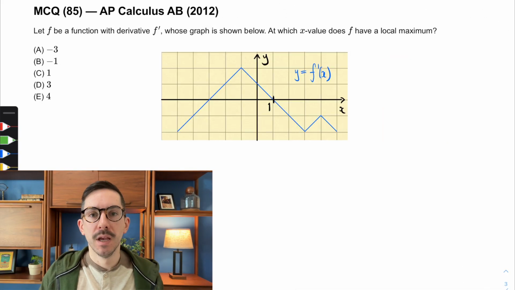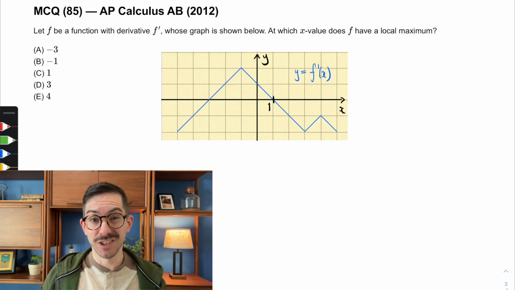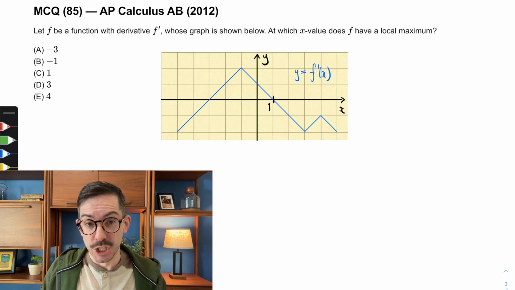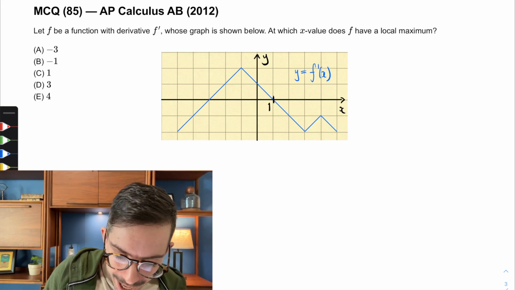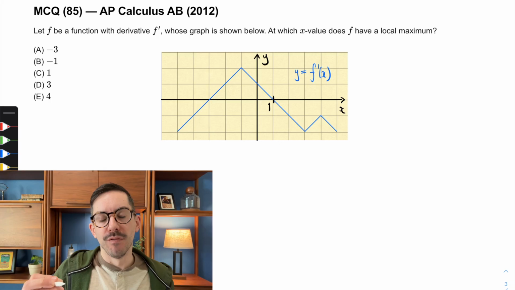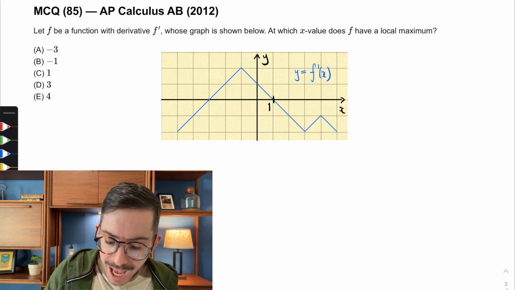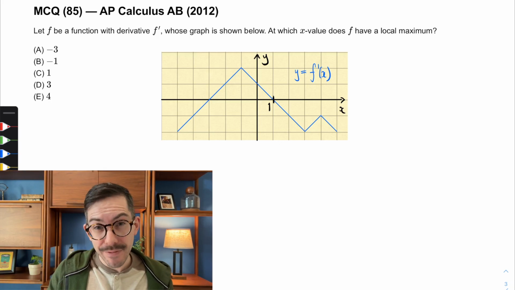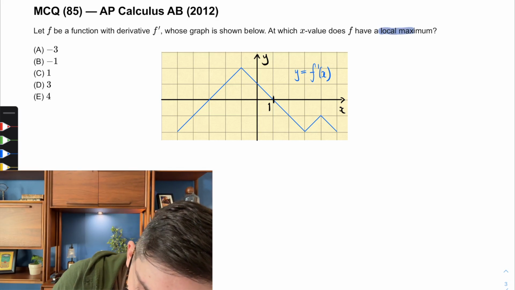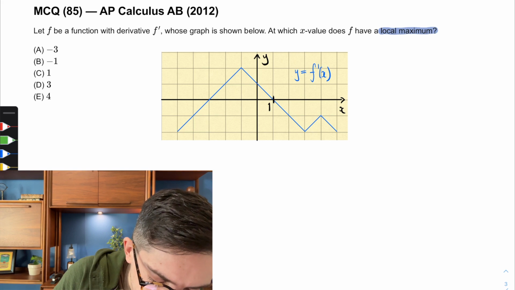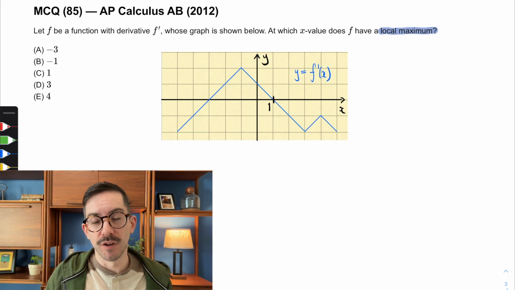Good job. Now in this next problem, 85, we actually don't need our calculator, which is always a nice position to be in, even on the calculator section. So we're asked, here's a graph of f prime. I want you to tell me where the function f has a local maximum. So again, just like in that first problem, we need to translate that information that we're looking for about f into information about f prime.